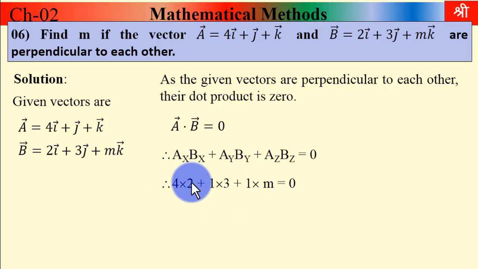4 into 2 that will be 8, 1 into 3 that will be 3, 1 into m that will be m. Therefore this 4 into 2 is 8, 8 plus this 3 that will be 11, 11 plus m is equal to 0. Therefore m is equal to minus 11.